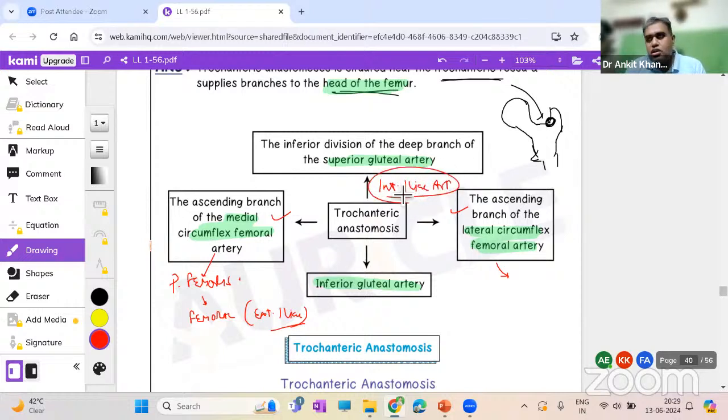So basically over here, in the form of anastomosis, we have anastomosis between the branches of the external and internal iliac artery. What's the point? The point over here is, suppose there is damage to one particular artery, or compression, or atherosclerosis of one particular artery, another artery might help to supply the blood to the head of the femur. That's the whole point. So this is the trochanteric anastomosis.